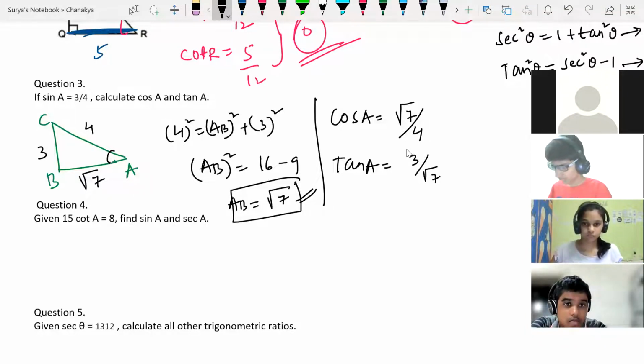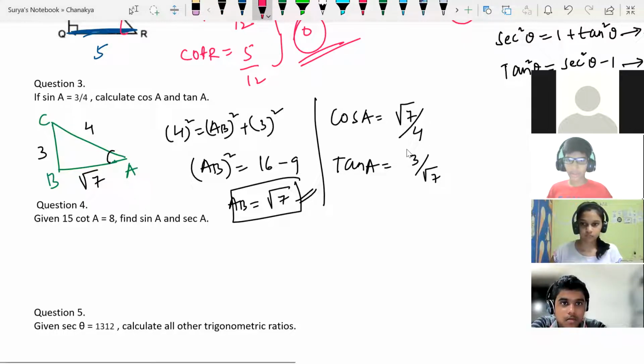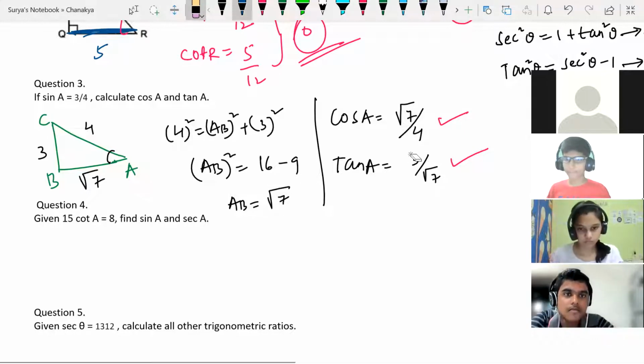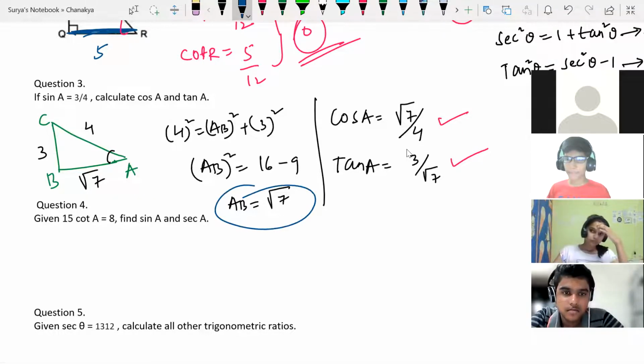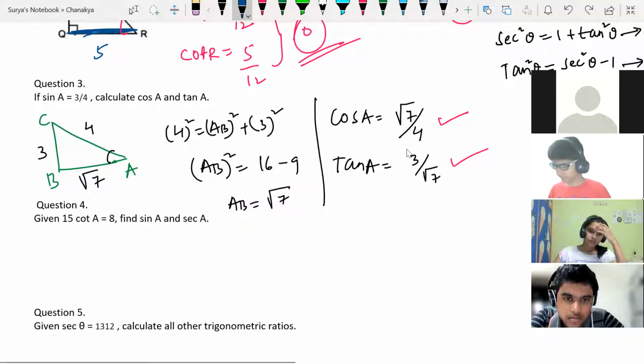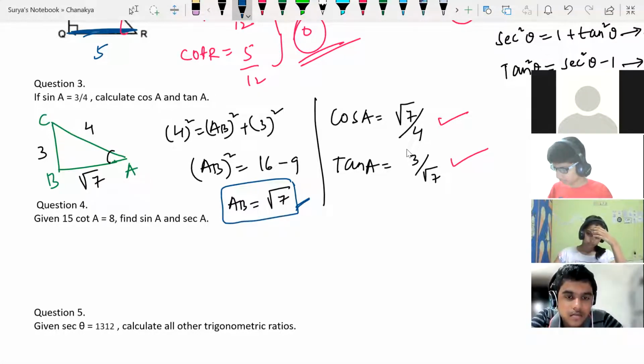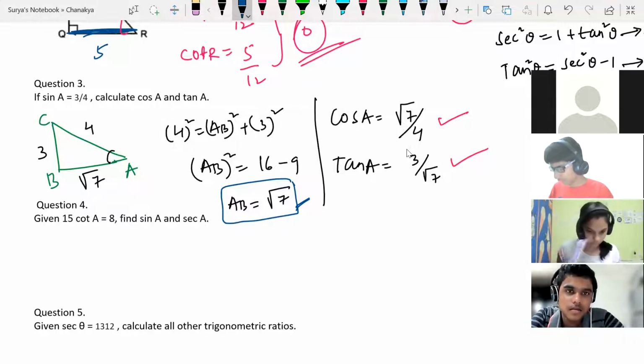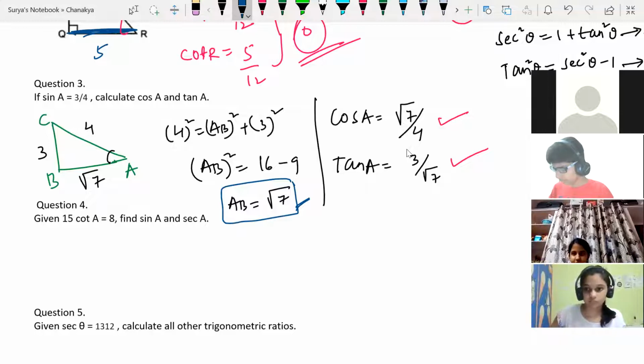Yes or no? How many of you got this correct? I got the same answer. Very good. What about others? I also got the same. Okay. Next. What about others? Respond, everyone. Even I got the same answer. Yes, sir. Very good. Chalo, next question.